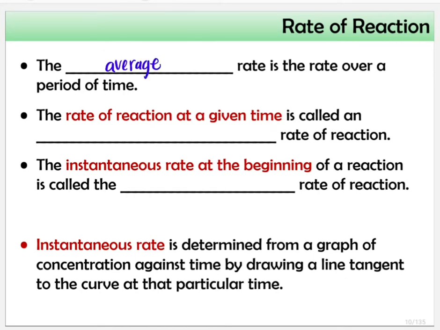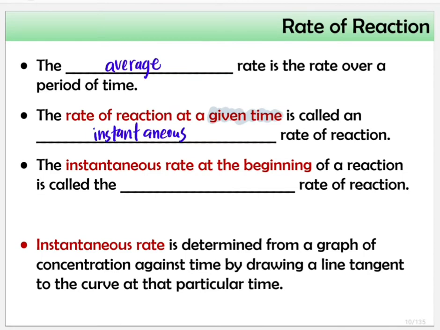Okay, yang kedua adalah rate of reaction at a given time. So, dekat sini, given time bermaksud specific time. Okay, contoh, I want to determine what is the rate of reaction at 100 second. Okay, jadi 100 second adalah specific. Okay, masa yang spesifik. Jadi, itu kita akan panggil instantaneous rate of reaction.